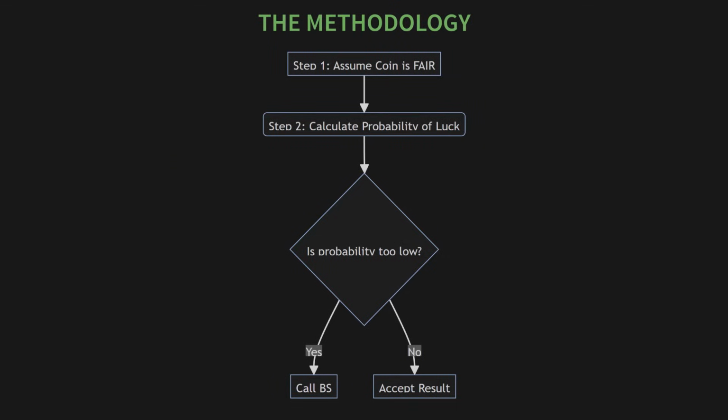Step 1. We're going to start by assuming the coin is actually fair. We'll give your friend the benefit of the doubt. Step 2. Then we calculate the probability of getting a result this weird purely by luck. And that leads to the big question. Is that probability too low? If the answer is yes, we call BS. If the answer is no, well, we have to accept the result. So let's do the math.